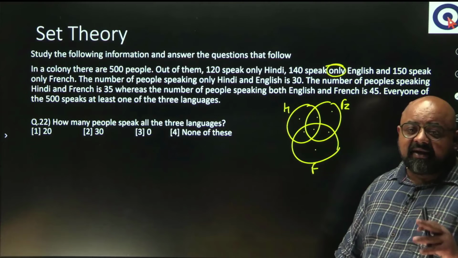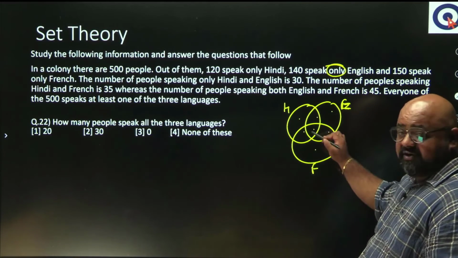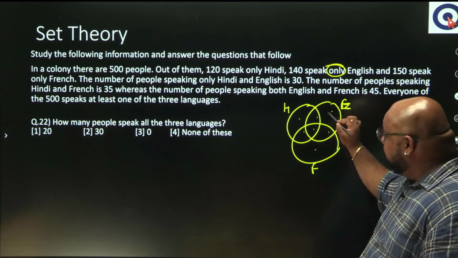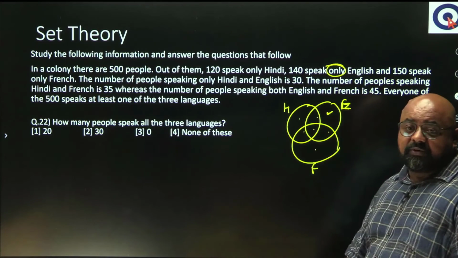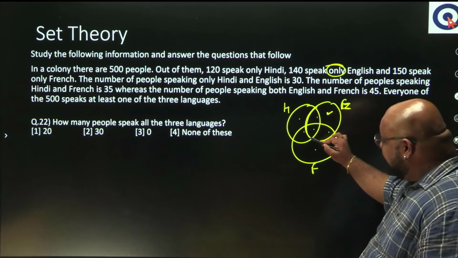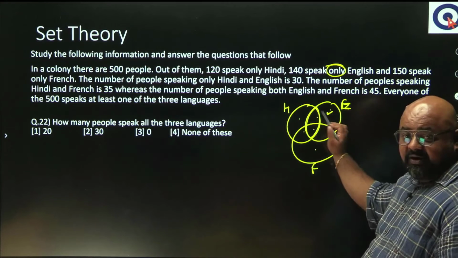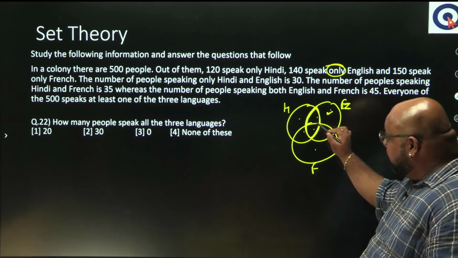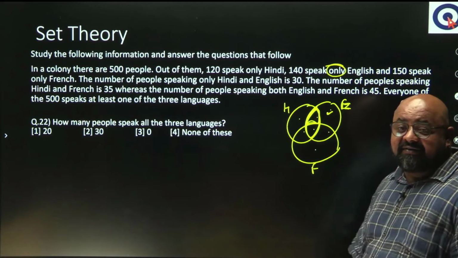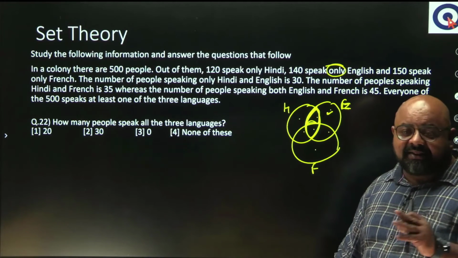When I say English, that would mean this entire circle. So all of these will be part of English. But when I say only English, I'm just talking of people who speak English. When I say English and Hindi, this entire thing will be part of English and Hindi, because people here are part of both these circles. To refer to this part at the top, I will call it only Hindi. Alright? Only Hindi and English.